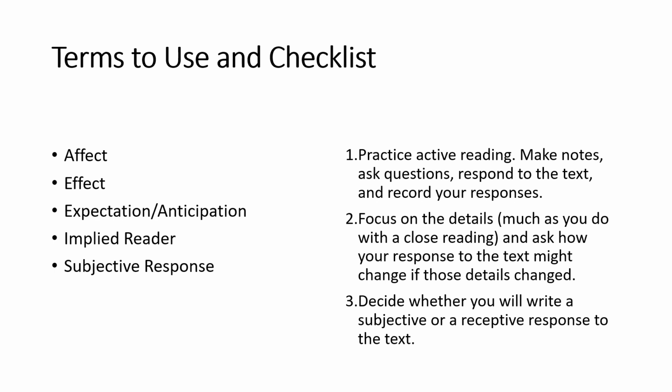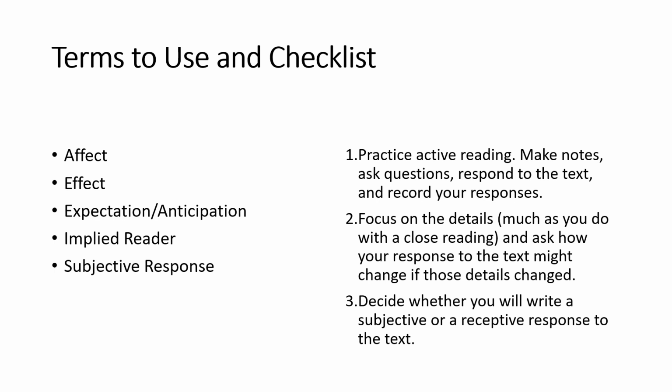Here's a simple checklist to follow, starting with your subjective reading of the text you choose to use for your theoretical response. I recommend that you read all three texts, then choose the one that resonates most with you personally. Number 1, practice active reading. Make notes, ask questions, respond to the text, and record your responses. Number 2, focus on the details, much as you do with a close reading, and ask how your response to the text might change if those details changed.